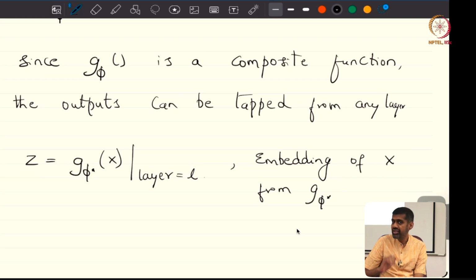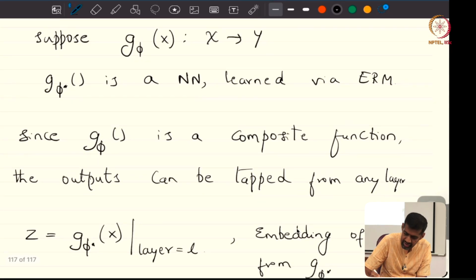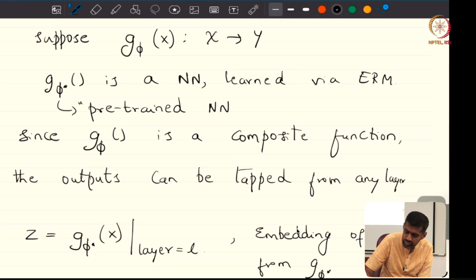You might have heard of these terms, right? BERT embedding. This is exactly what is done. BERT is a particular architecture that is trained for a particular task. Now you train that, and by the way, this G star is also called a pre-trained neural network. The standard libraries today will give you the parameters of neural networks that are pre-trained on several data sets and tasks.